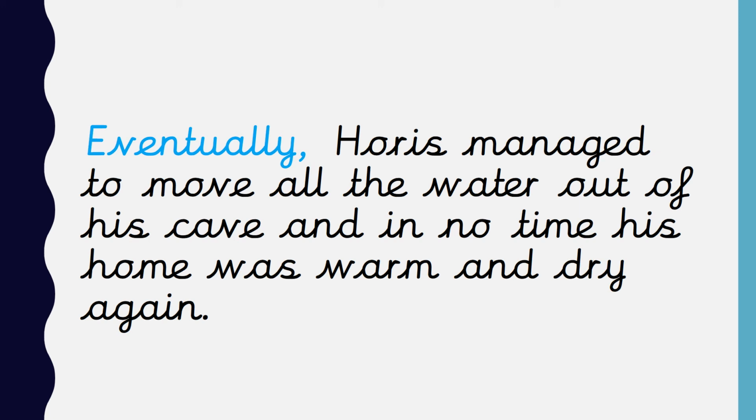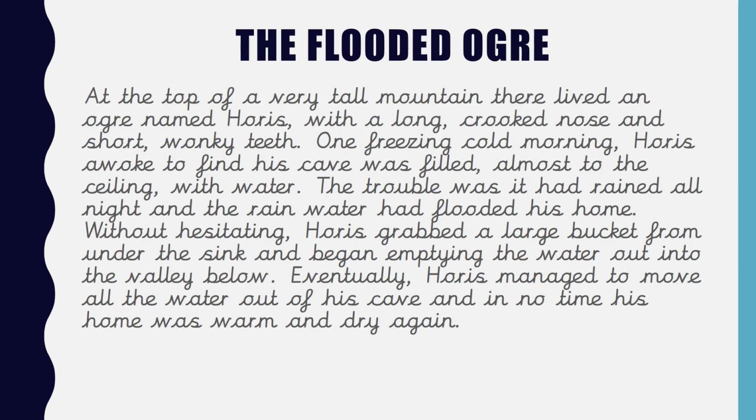So let's just have a quick look at the whole story. This is a 5-sentence story. At the top of a very tall mountain, there lived an ogre named Horace, with a long, crooked nose and short, wonky teeth. One freezing cold morning, Horace awoke to find his cave was filled almost to the ceiling with water. The trouble was, it had rained all night, and the rainwater had flooded his home. Without hesitating, Horace grabbed a large bucket from under the sink and began emptying the water out into the valley below. Eventually, Horace managed to move all the water out of his cave, and in no time, his home was warm and dry again. So there you go.